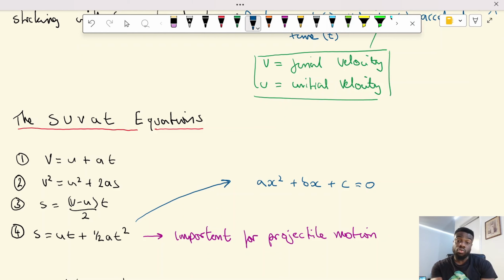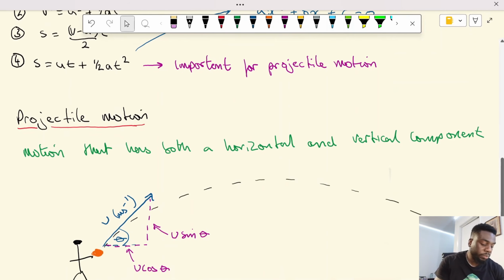And when you graph a quadratic, it's a parabola. It's a parabola, whether it's upside down or right side up. So projectiles travel in parabolas. That is why the expression that describes that motion literally looks like a quadratic. And that's very important for projectile motion.